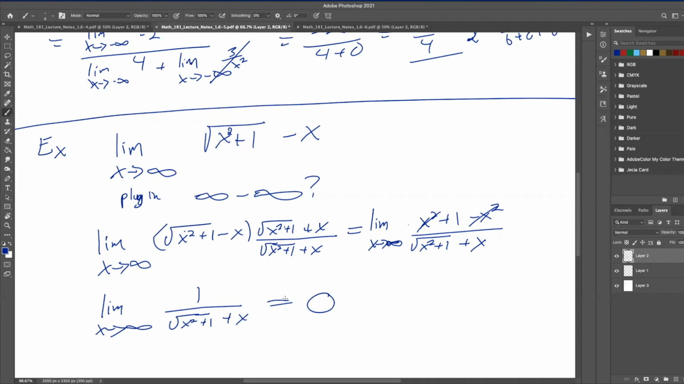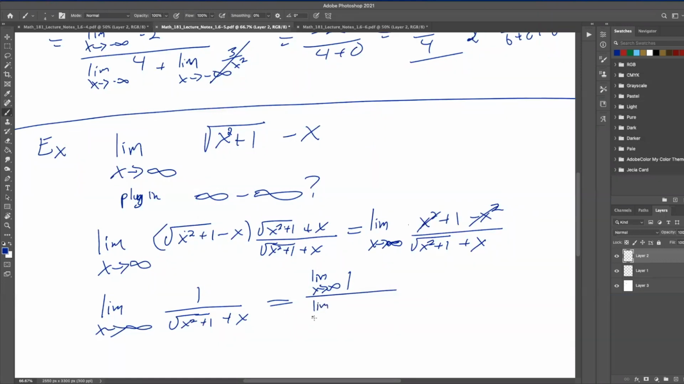Professor, could you explain that last part again? Why does the denominator go to infinity? Oh yeah, so let me go to the next step. Here I could put in the limit, as x goes to infinity. This part just goes to 1, right?